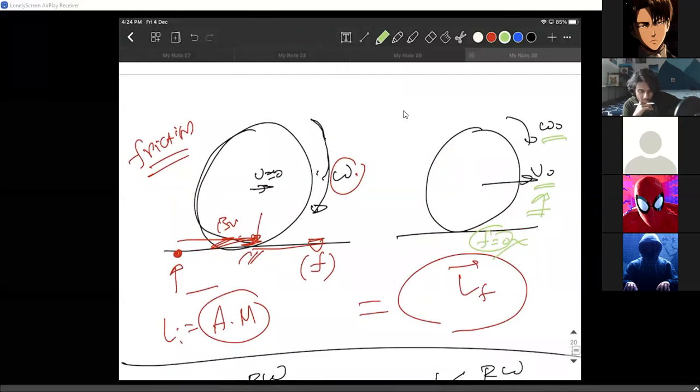What if after bringing it to pure rolling, sir, I immediately stop both of them? Like I applied brakes. Okay, so you definitely applied some external force.